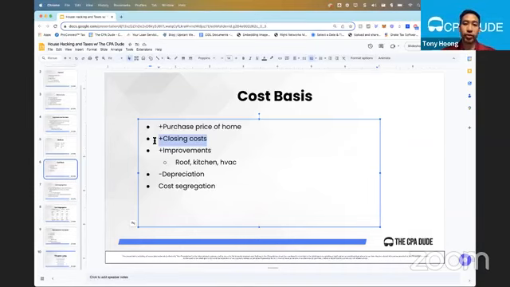Prepaids that you have also on that side. So closing costs will increase your overall basis. Improvements also increase the basis of your home.